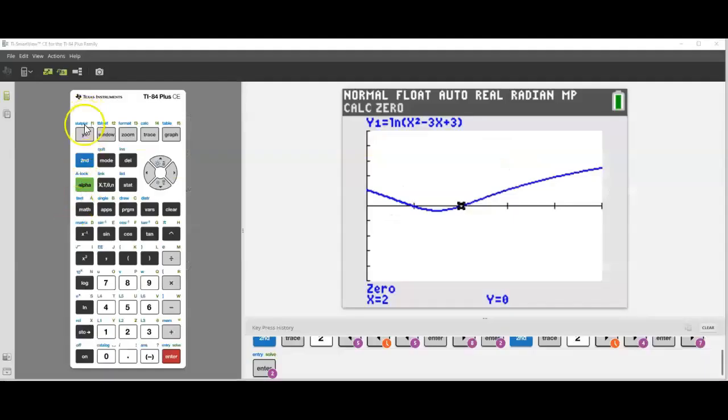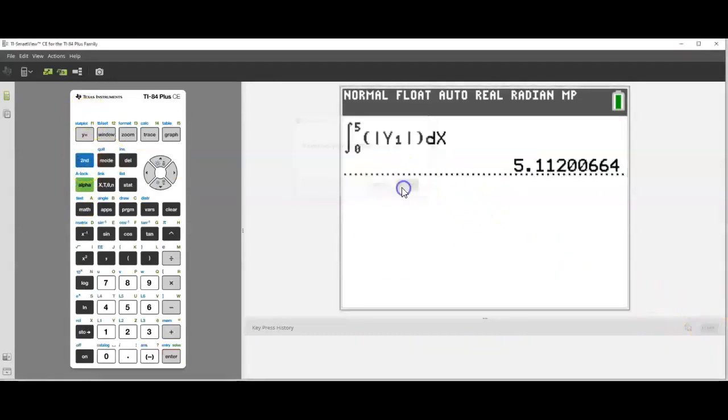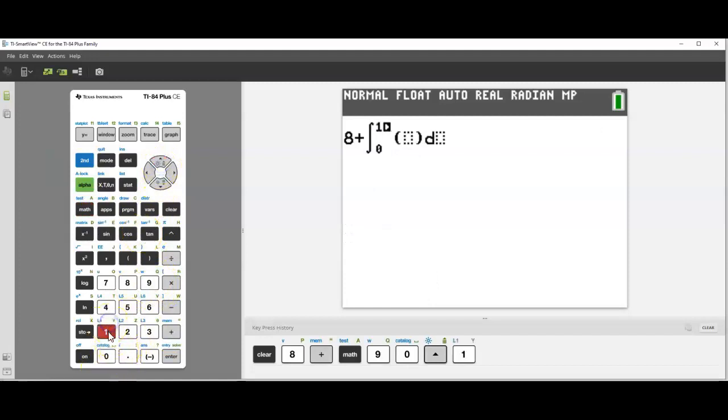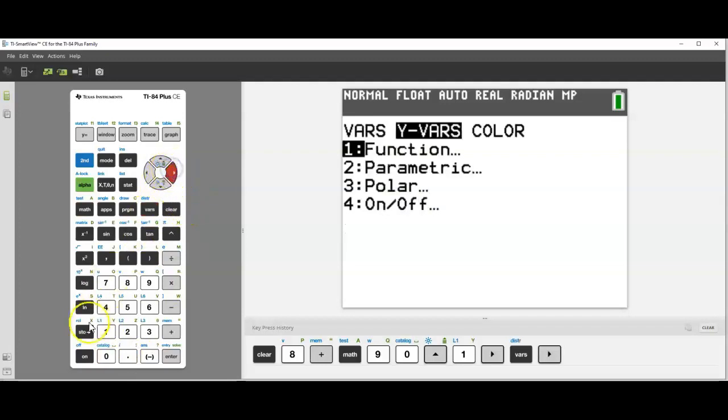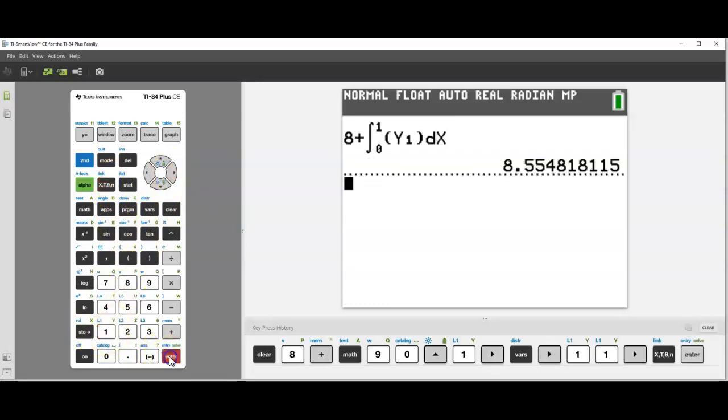the work for us. So we want to get to our home screen, so let's push second and quit. And we're going to do our 8 plus the integral from 0 to 1 was the first one we're going to do. We're going to put our velocity function in there, which we've stored under y1. Yes. So that gives me 8.554.